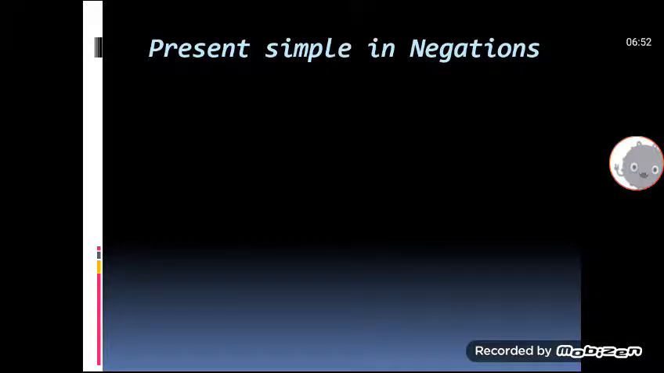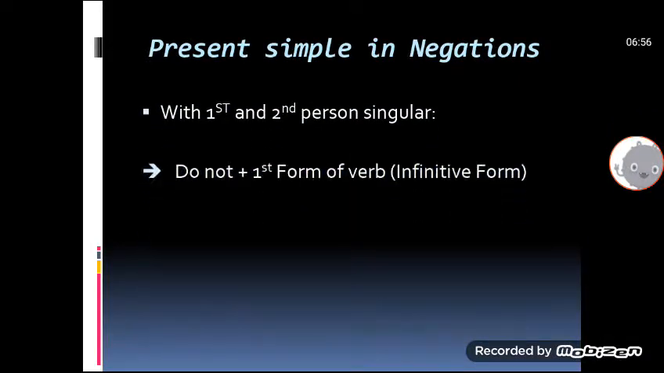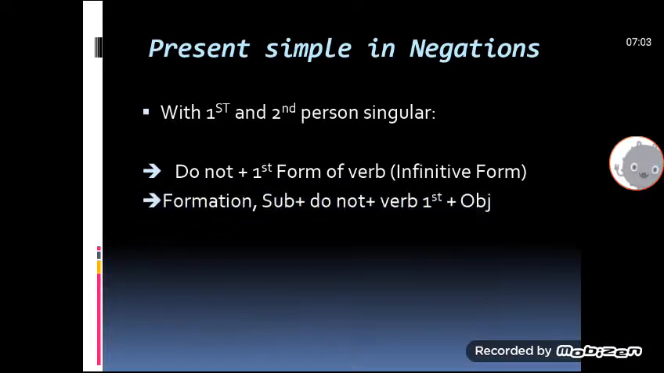Okay, next, present simple in negations. Clear? To make negatives with first person and second person singular, what we will do is use do not and the first form of verb, infinitive form. Clear? And the formation will be like this, subject plus do. Do you remember in questions, does or do was at the beginning of the sentence. At that time they were at the start, but now they will come after the subject. Subject plus do not plus verb first plus object. Clear?